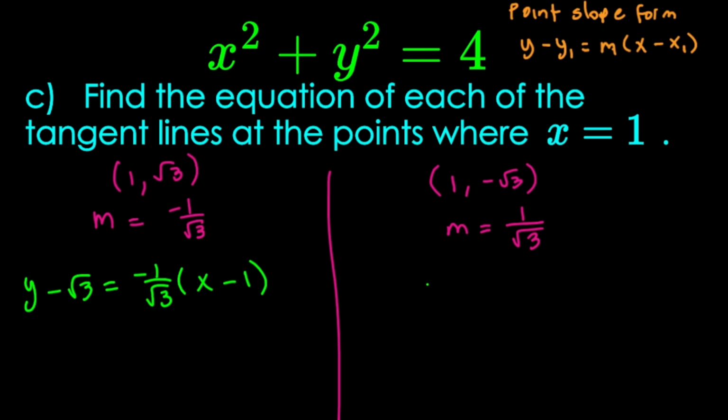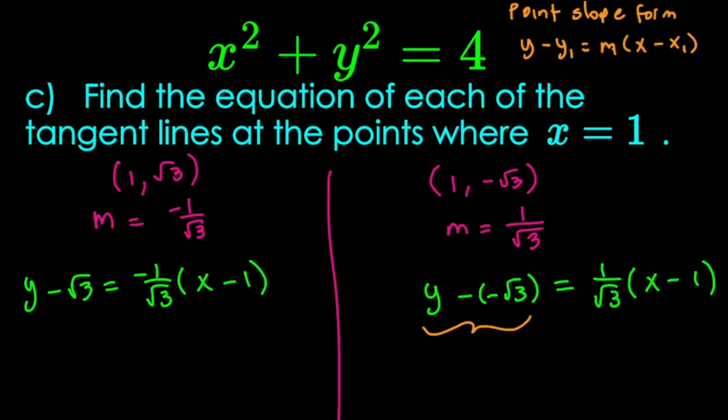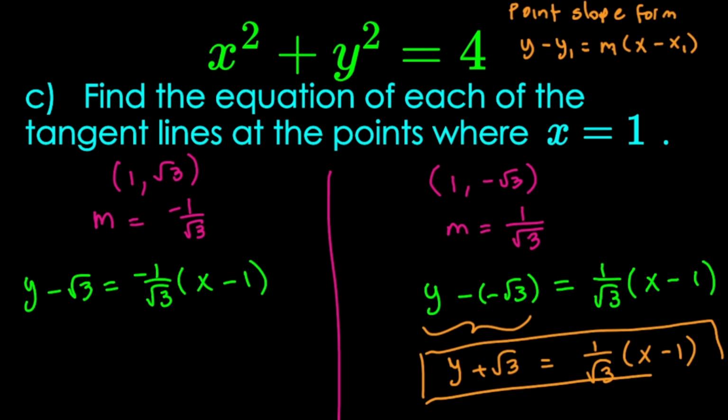And for the second point, we have y minus negative square root of 3, which we'll fix in a moment. And the slope is 1 over square root of 3, and it's getting multiplied by x minus the x value from the point, which is 1. The only thing left to do here is simplify the left side to y plus square root of 3. So these are the 2 answers. These are the equations for the 2 tangent lines that we found.